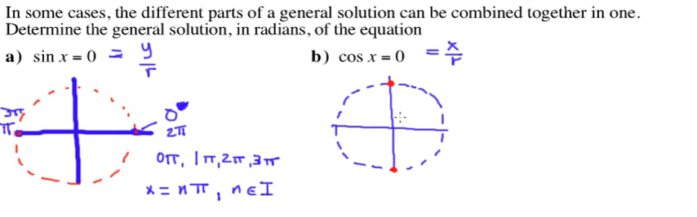And if we kept going around the circle, we'd get 5 pi by 2, and 7 pi by 2, and 9 pi by 2, and 11 pi by 2, and you could keep going like that forever. And also you could go in the negative direction, get minus pi by 2, minus 3 pi by 2, and a whole mess of negative angles.